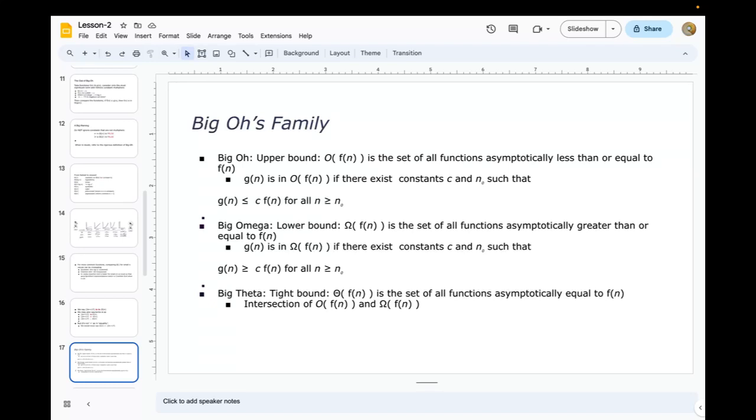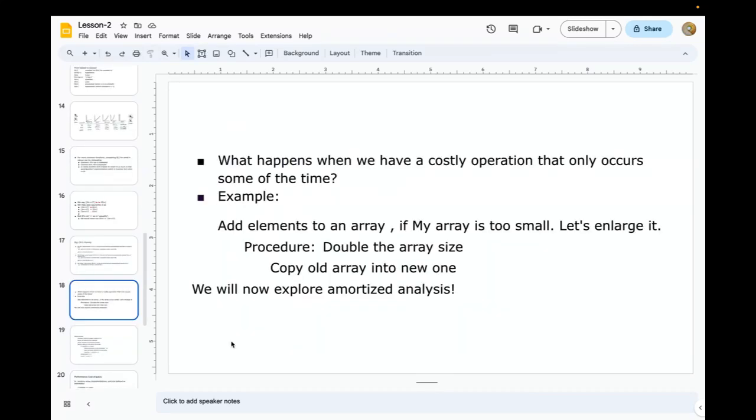Big O is called the upper bound, which denotes a set of all functions asymptotically less than or equal to f of n. Big omega is the set of all functions asymptotically greater than or equal to f of n, and big theta is the set of all functions asymptotically equal to f of n.